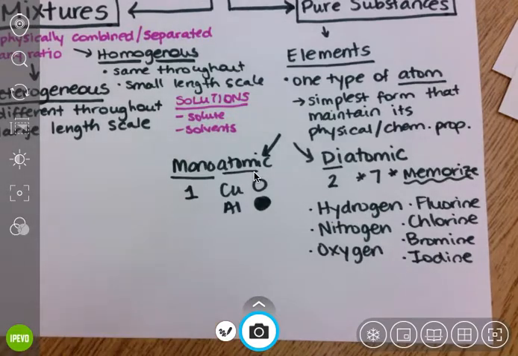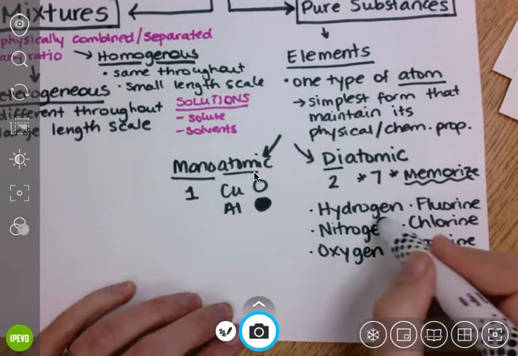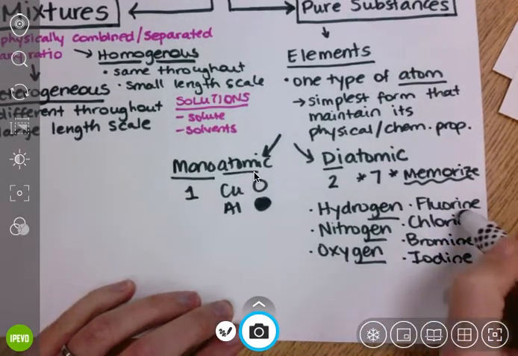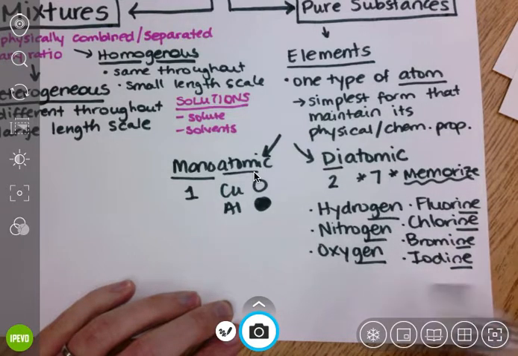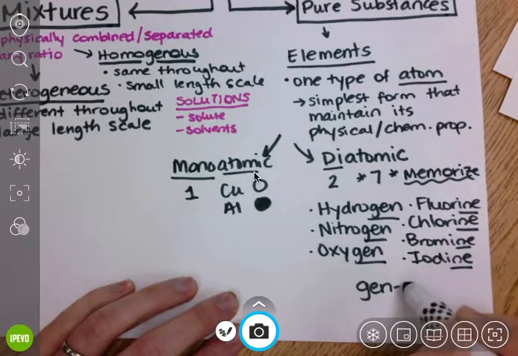And so one way to remember your 7 diatomic elements is that they all end in "-gen" or they end in "-ine", and so I call them genuine.